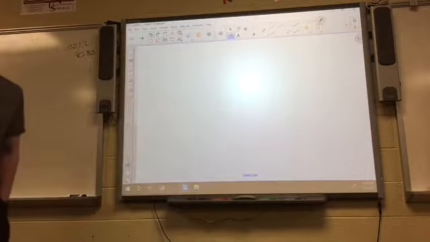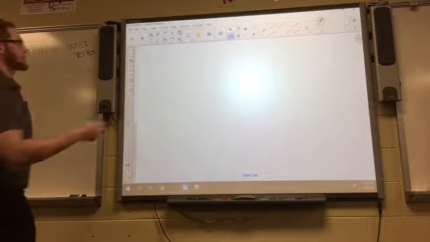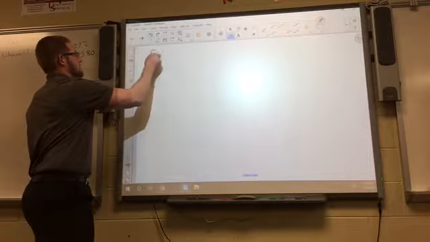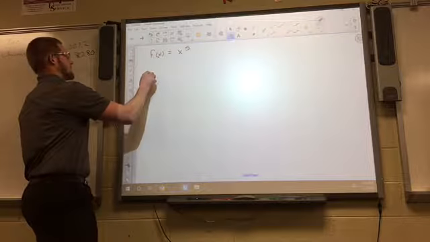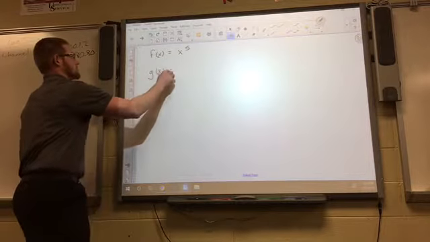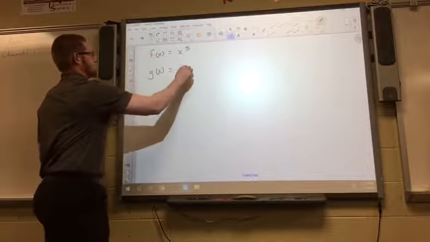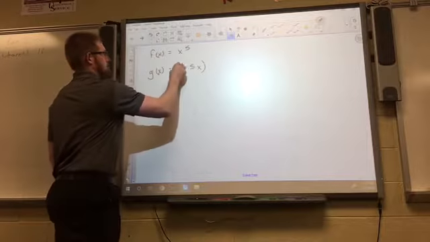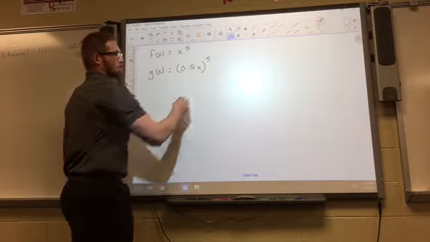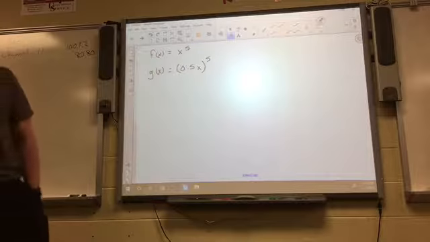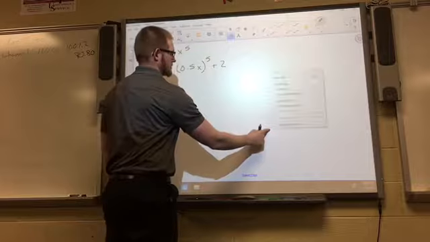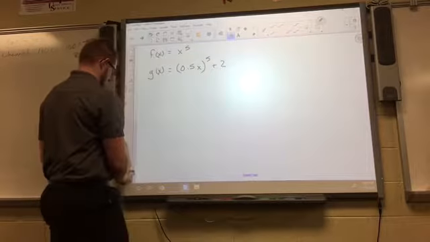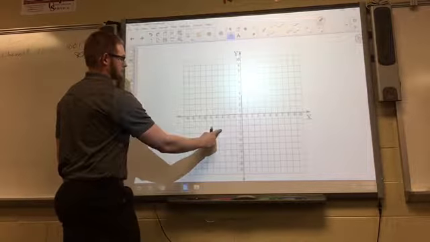So the second part of example 2, they give me x to the 5th. So there's my parent function. And then they want me to change it into 0.5x to the 5th power. They do something else on the end too, plus 2.